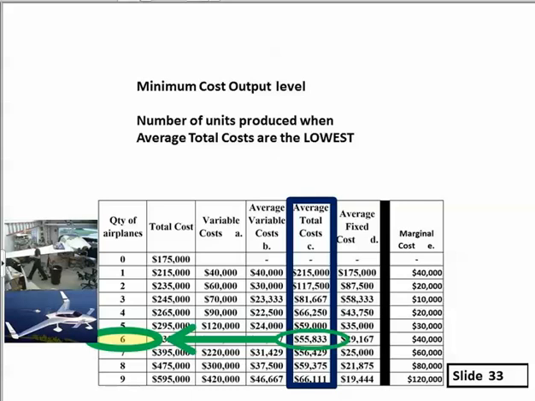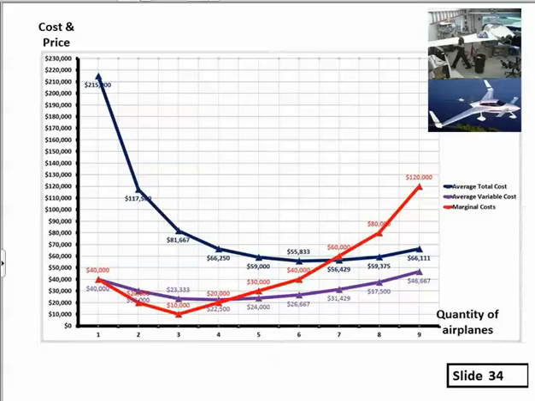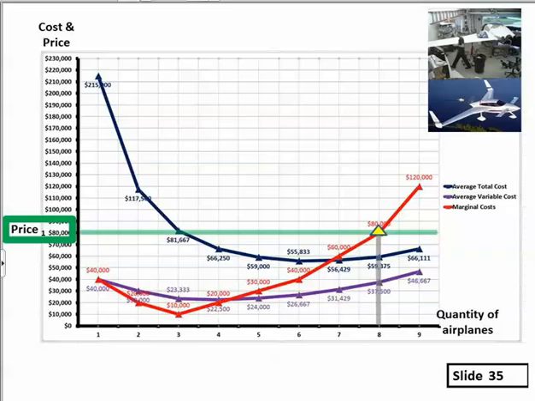Now we haven't talked anything about revenue or price yet. We've only looked at our costs. So let's go a step further and assign a price. Let's say that the equilibrium price in this particular market was set at $80,000. Then the question becomes, where do we want to produce?